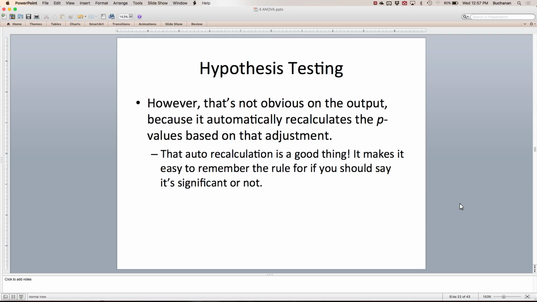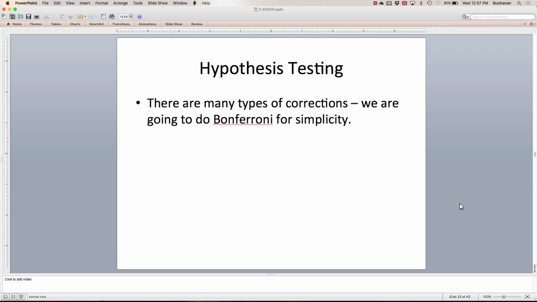You do have to know how to spell Bonferroni's name correctly, though, because otherwise it won't run. I have learned this the hard way. And then it's written in the notes here. So we're going to do Bonferroni.